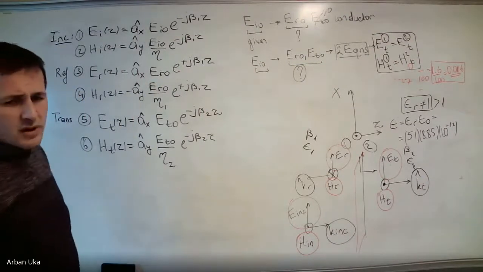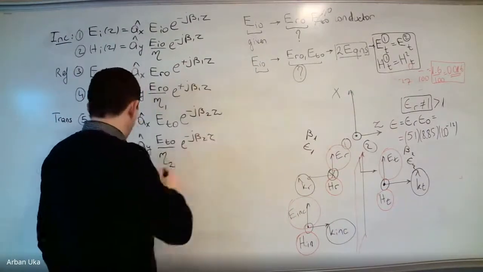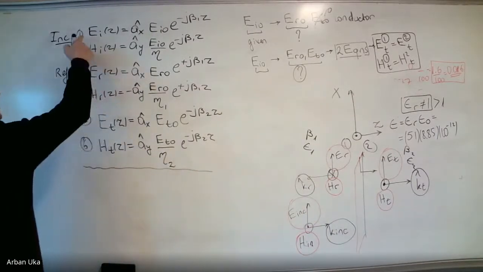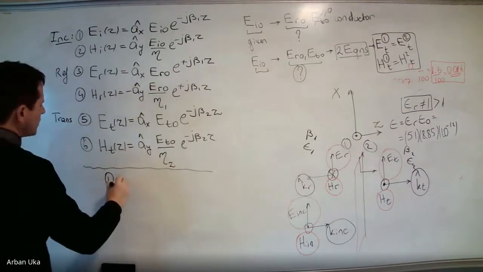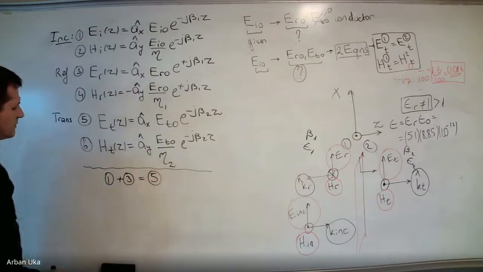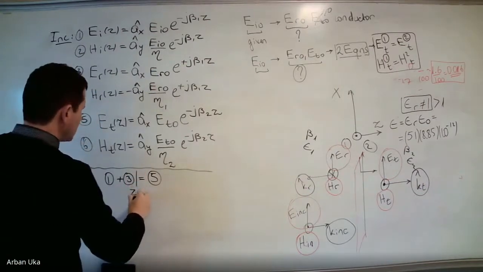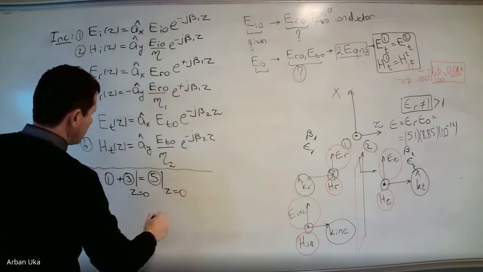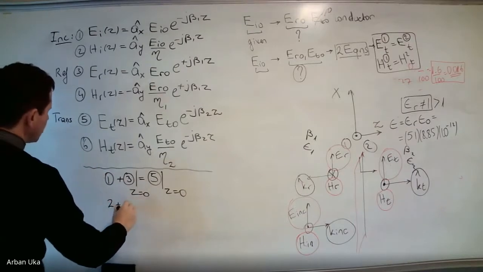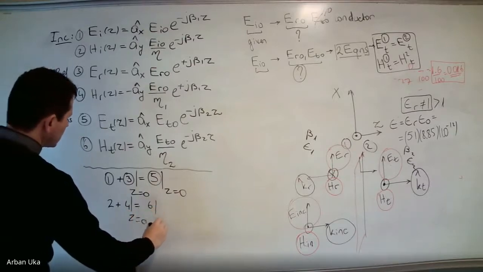What is going to simplify our task further is that, let me write it here, or better, I can use this part of the board. So we are going to have equation 1 plus equation 3 equal to equation 5, but we have to evaluate these at z equal to 0. And similarly, for the magnetic field intensities, we have the second equation plus the fourth equation equal to the sixth equation. And we evaluate all of them at z equal to 0.